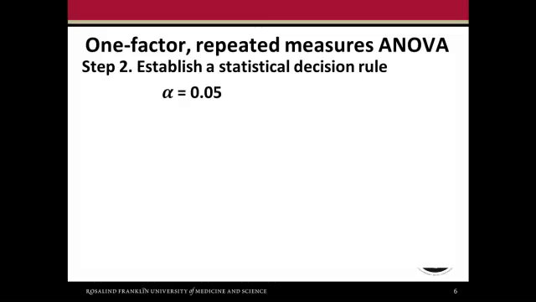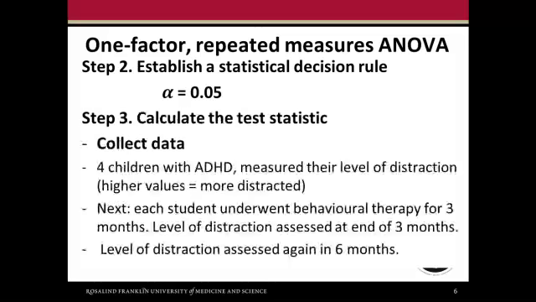So step 2 is that we establish our statistical decision rule, and we'll use an alpha of 0.05. And step 3 is to calculate our test statistics. So the first thing we have to do is collect data. We're going to have 4 children with ADHD, and we're going to measure their level of distraction. So higher values mean that these individuals are more distracted.